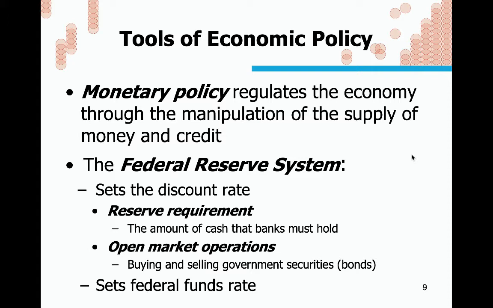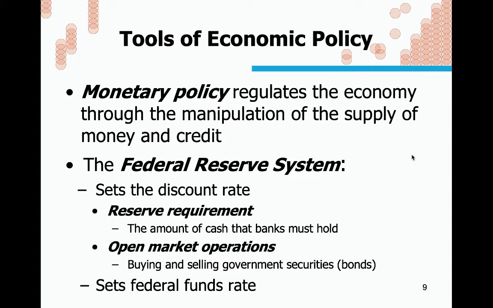Monetary policy regulates the economy through manipulation of the supply of money and credit. So, whether the government prints more money or it doesn't. This is done in conjunction with the Federal Reserve System. The Federal Reserve System oversees the banking system in the United States. It sets the discount rate and the reserve requirement, which is the amount of cash banks must hold, right?